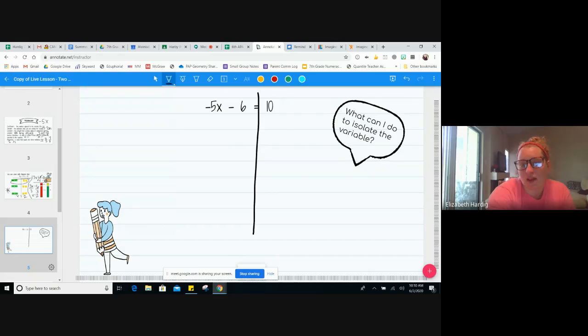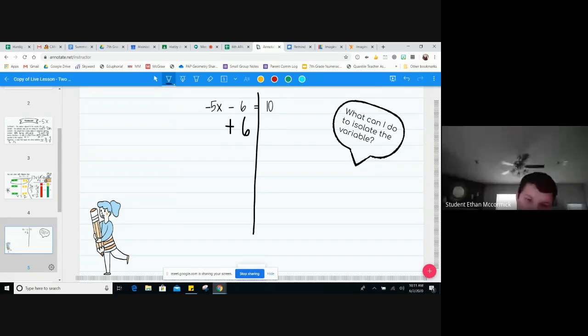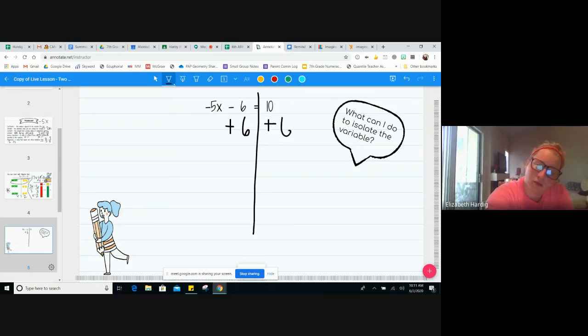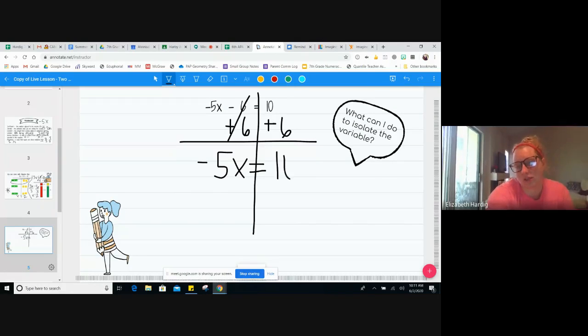So I have the -6 right here. To cancel it out, I will add 6 because that is the inverse operation. And if I add it to the left-hand side, what do I need to do to the right-hand side? Add the same thing. Absolutely. So a -6 and a +6 creates that 0 pair. So now I have -5x is equal to 10 plus 6, which is 16.